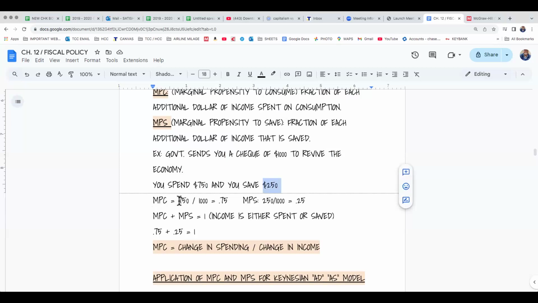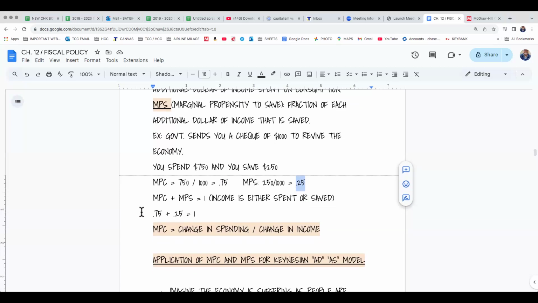So MPC is 750 divided by the $1,000 that you got, which is 0.75. What that means is that for each additional dollar that you got, you are spending 75 cents. And whatever you don't spend is saved. So that is $250 divided by $1,000, which is 0.25. That means for each additional dollar, you spend 75 cents and you save 25 cents.